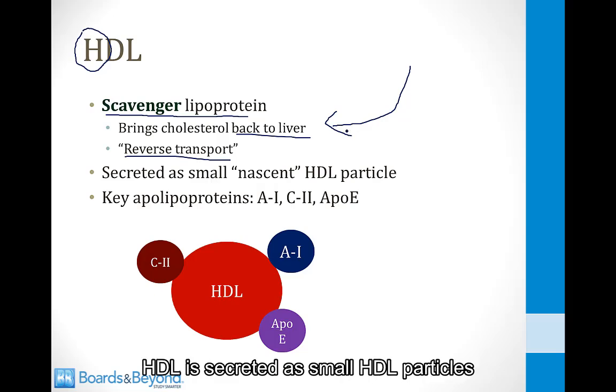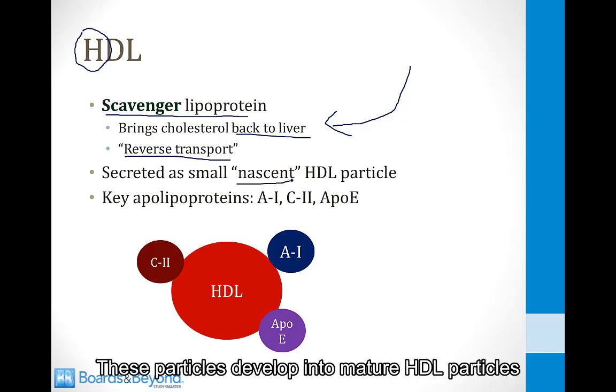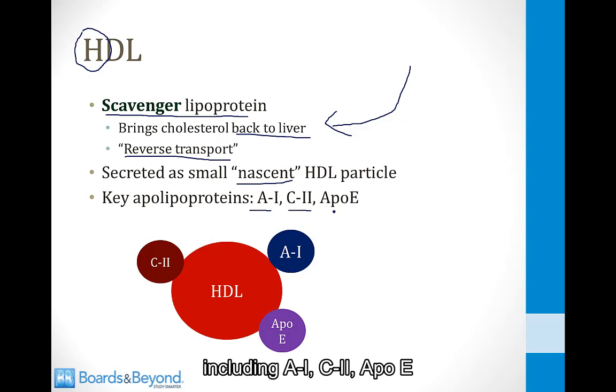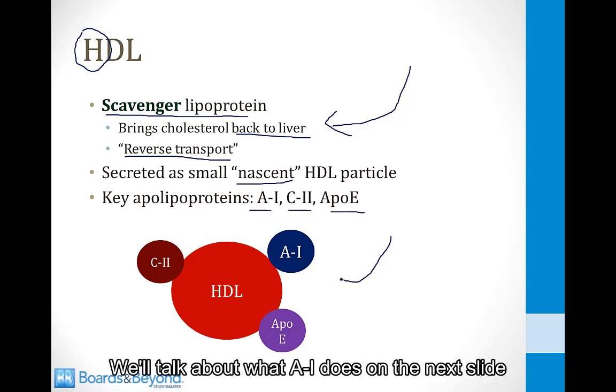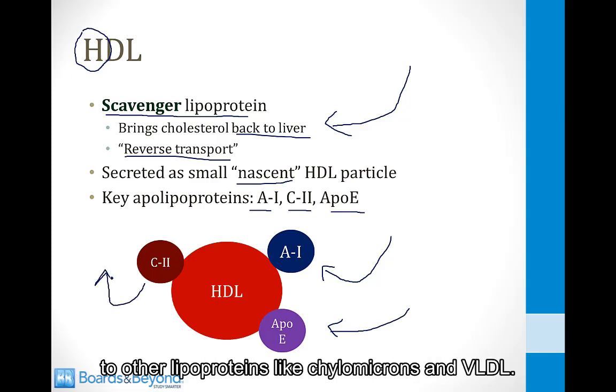HDL is secreted as small HDL particles called nascent HDL particles. These particles develop into mature HDL particles that contain certain apolipoproteins, including A1, C2, and ApoE. We'll talk about what A1 does on the next slide, and we talked about before how ApoE and C2 are donated to other lipoproteins like chylomicrons and VLDL.